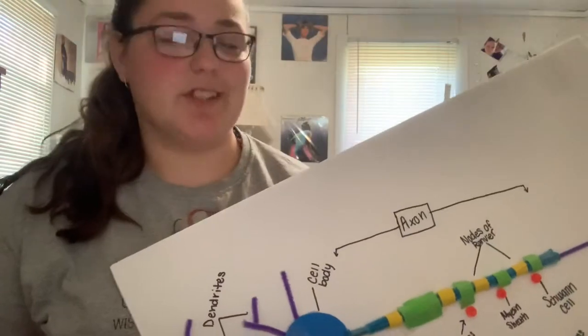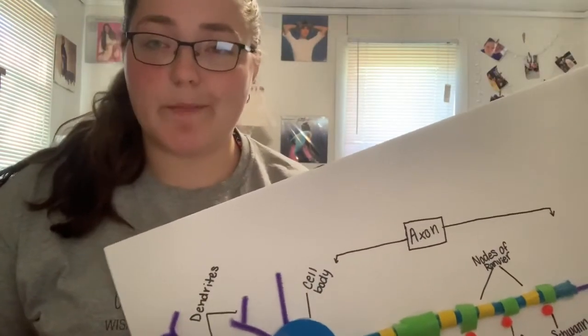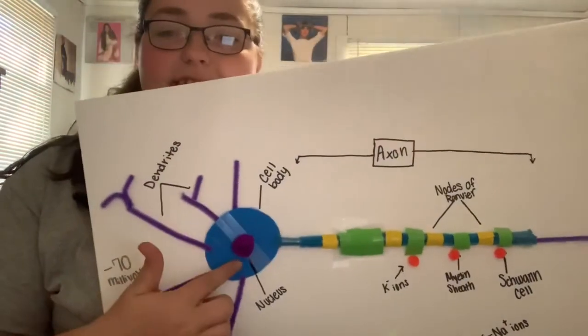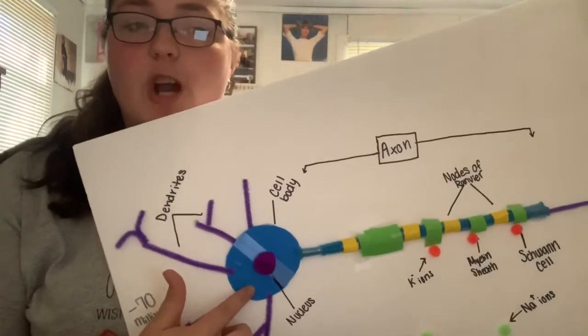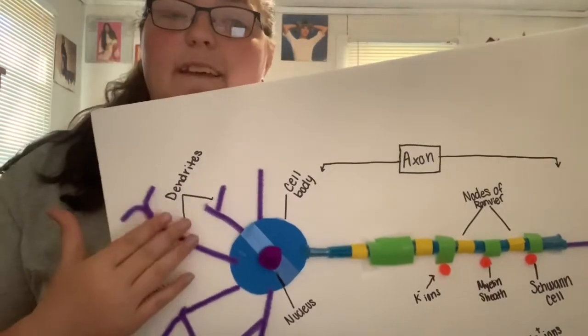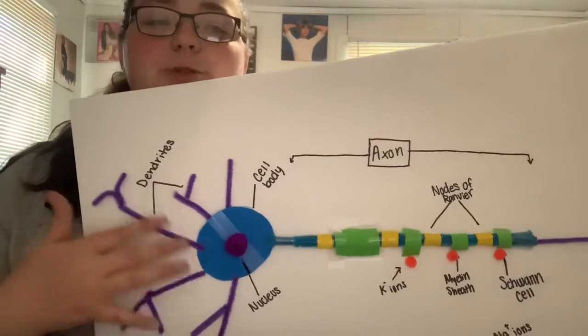Moving on to action potential. First, I'm going to show all the parts of a neuron. This is the cell body, and it is the basis of the neuron. These are dendrites, and they receive signals from other neurons so action potential can occur.